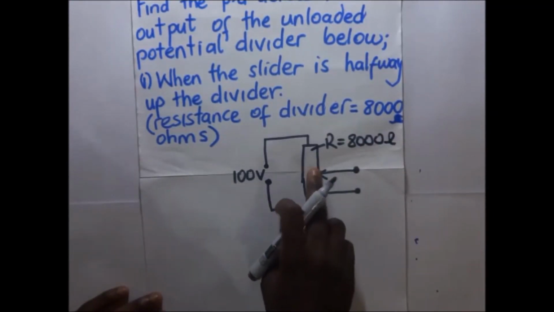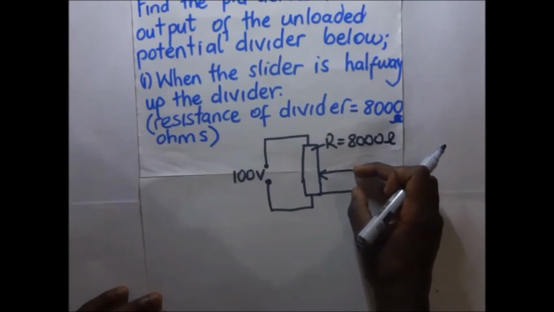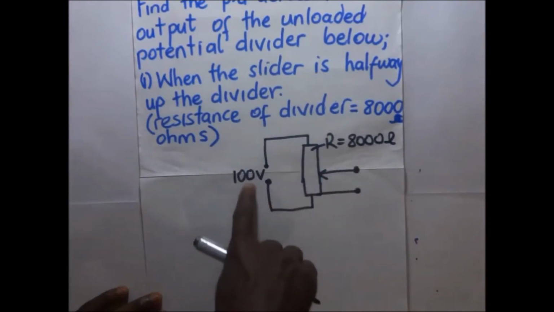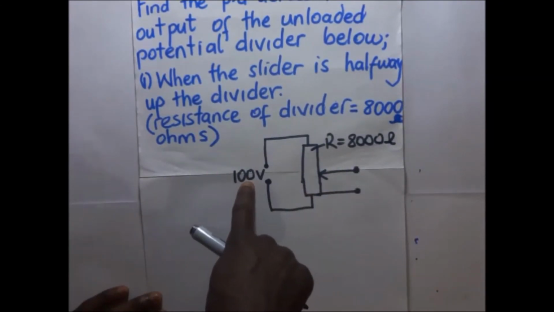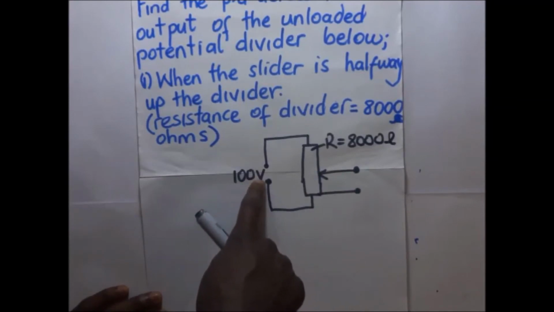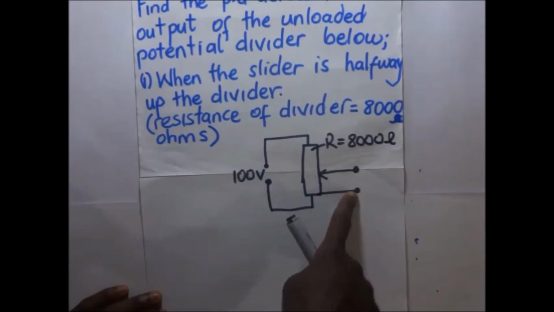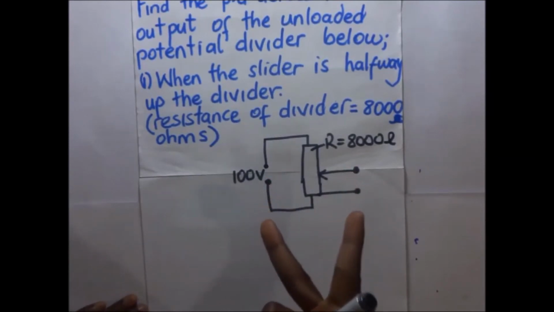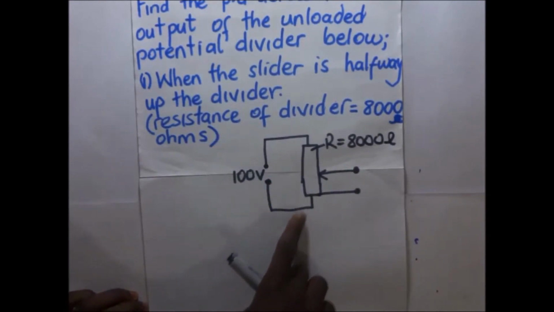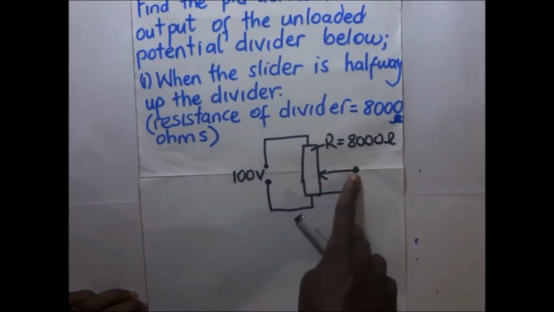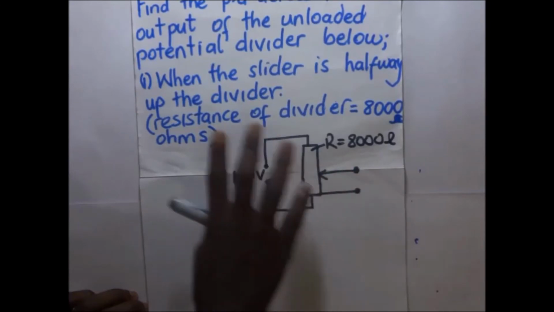It is 8,000 ohms. This is the output terminal of the potential divider. It has an input voltage of 100 volts, and they're asking us to find the potential difference across this. Now, there are two cases. The first case is when the output here is unloaded. It means that there is no resistor at the output terminal, and this is the first case we are going to handle.